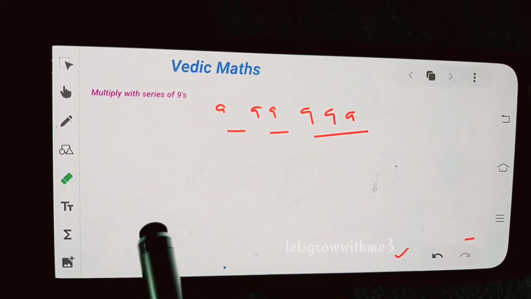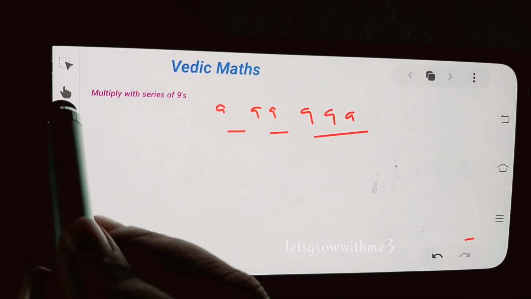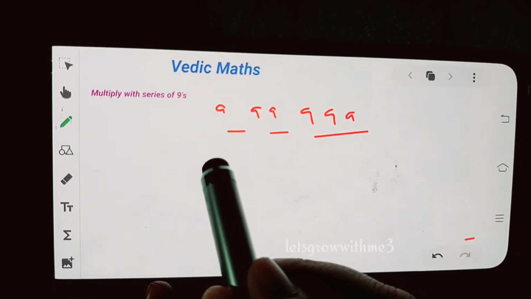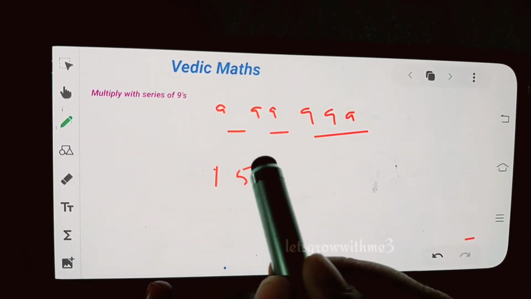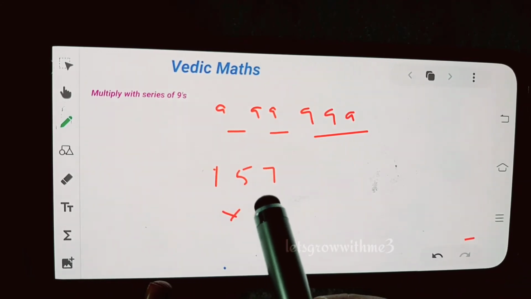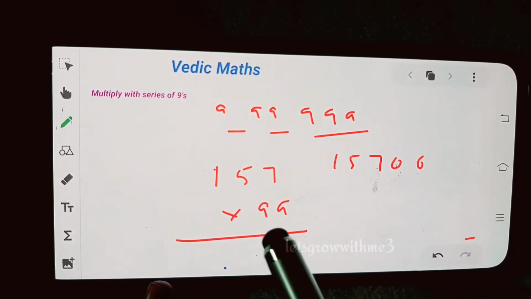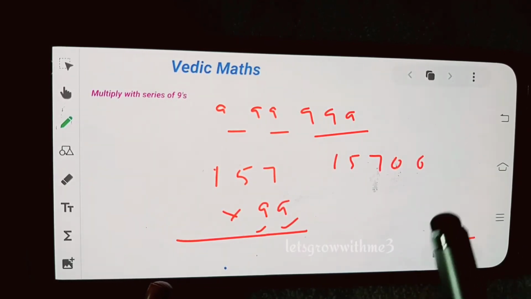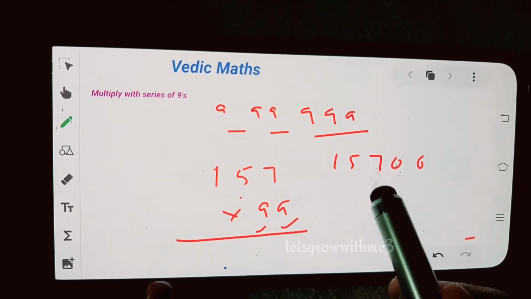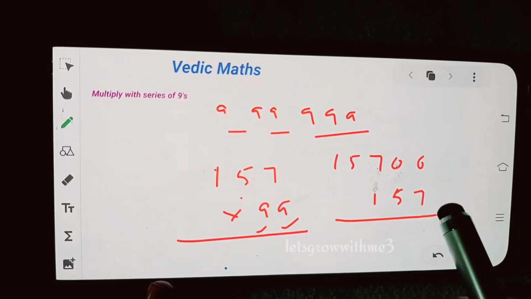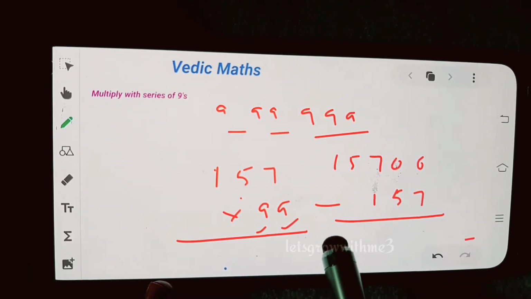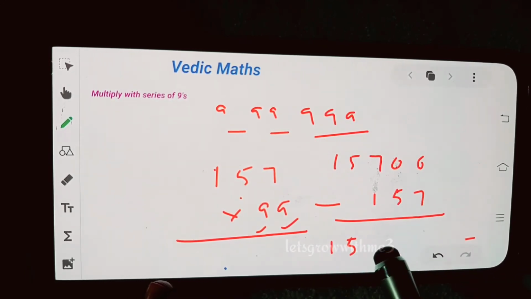Let's do a few more examples. For our next example I'll try to take some bigger values. So 157 times 99. Here also we need to append 2 zeros: 15700 minus 157. Whenever we are writing 157 we should be careful. This is a point where we need to focus more. If we do this one correctly, then the rest of the things are very easy to follow.